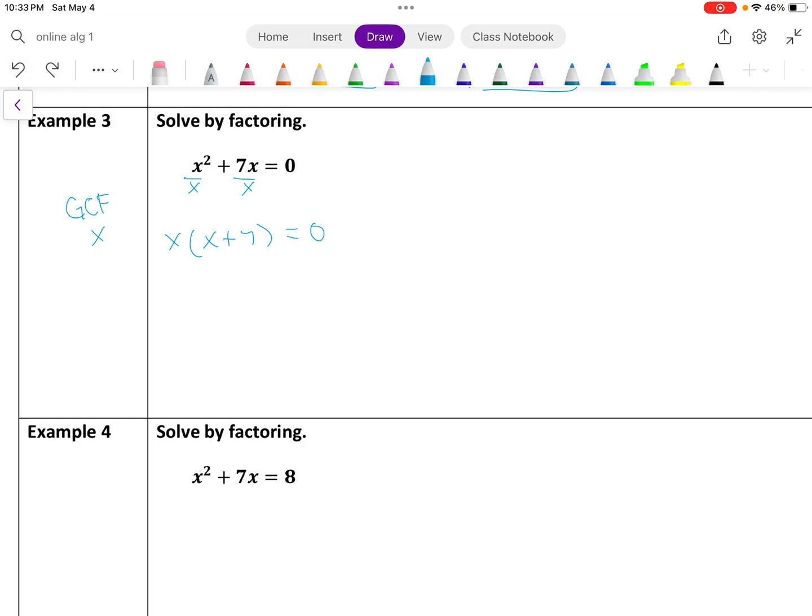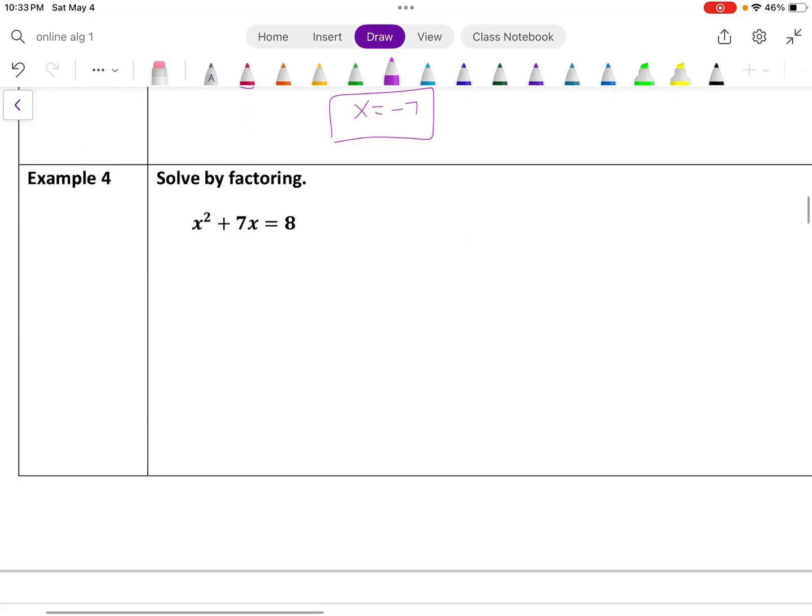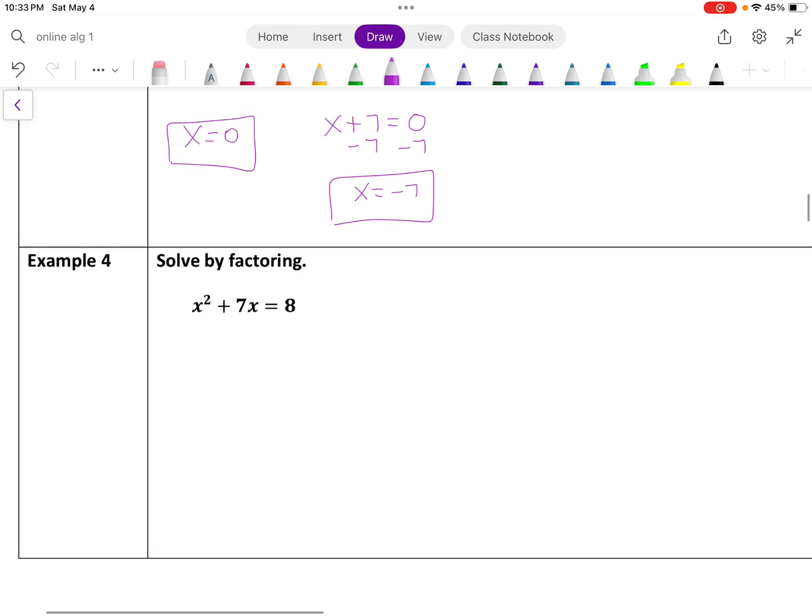Notice that x plus 7, hey, that is linear. So I'm actually done factoring this. I've got my two factors. X could equal 0, or x plus 7 could equal 0. Well, x equals 0, that's already a solution. X plus 7, we could subtract 7 from both sides, and there is our second solution. X equals -7. Let's do one more example here.